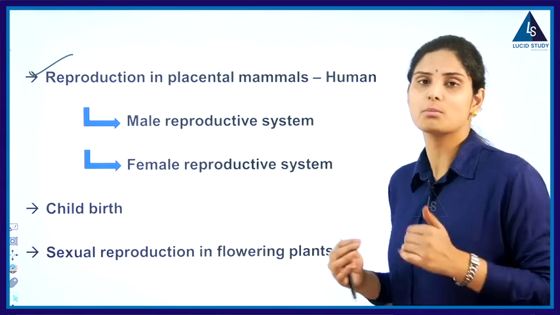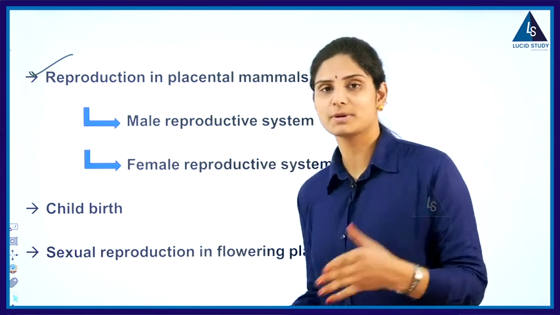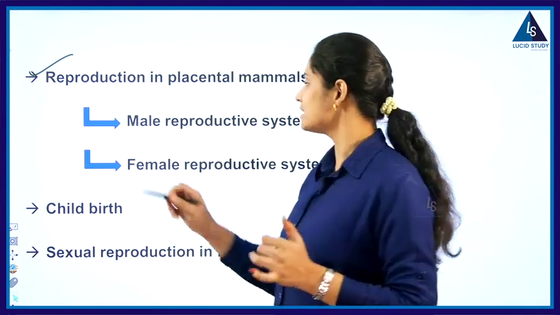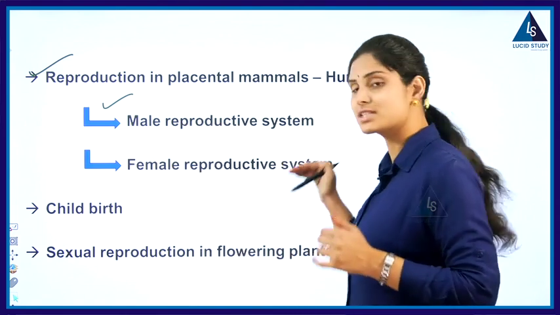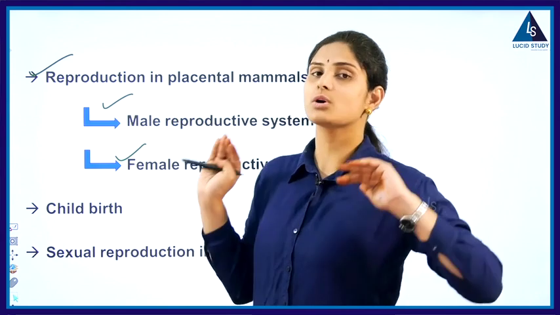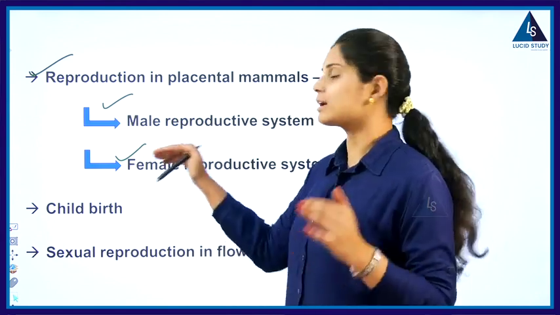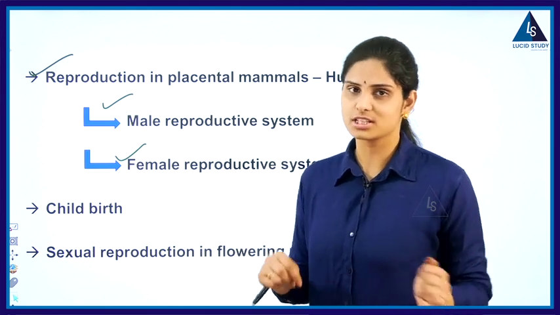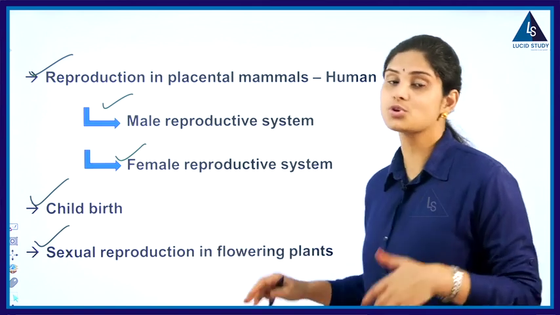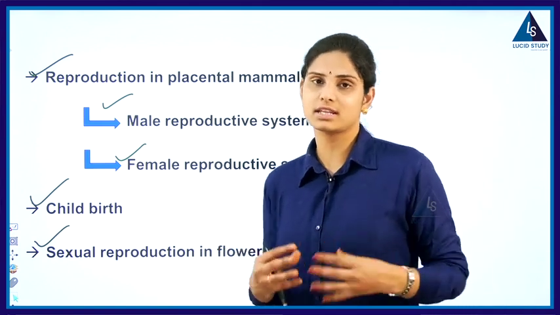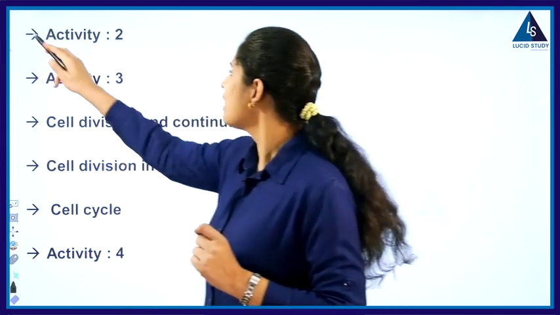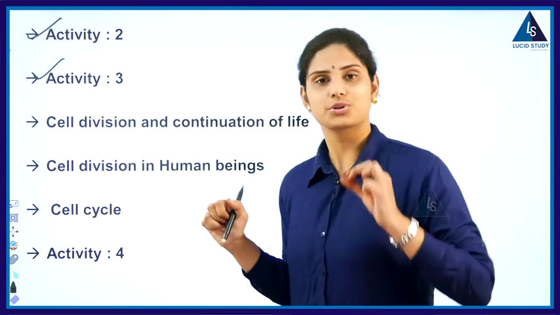Ante manushullo ee reproduction pratyutpatti anedi ela jarugutundi ane paddhati gurinchi telusukuntam. Then especially the male reproductive system, alage female reproductive system, ante purushulalo unde pratyutpatti vyavastha gurinchi, alage streelo unde pratyutpatti vyavastha gurinchi telusukuntam. Then about childbirth, sexual reproduction in flowering plants. So flowers, plants lo flowers anedi sexual reproduction ki important. So we'll learn that. Alage activity number 2 and 3 related to that same concept.